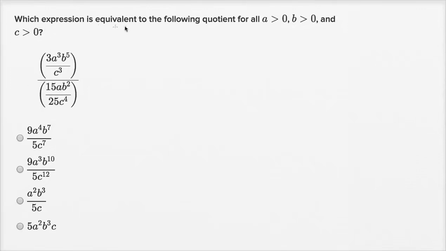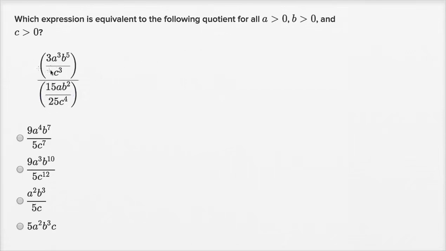Which expression is equivalent to the following quotient for all a greater than 0, b greater than 0, and c greater than 0? One of the reasons they had to restrict a, b, and c is that if they equaled 0, you would be dividing by 0, which would be an issue. And actually, if a or b were 0, this whole expression would be 0, and once again you'd be dividing by 0. So by constraining it, they're avoiding that problem.